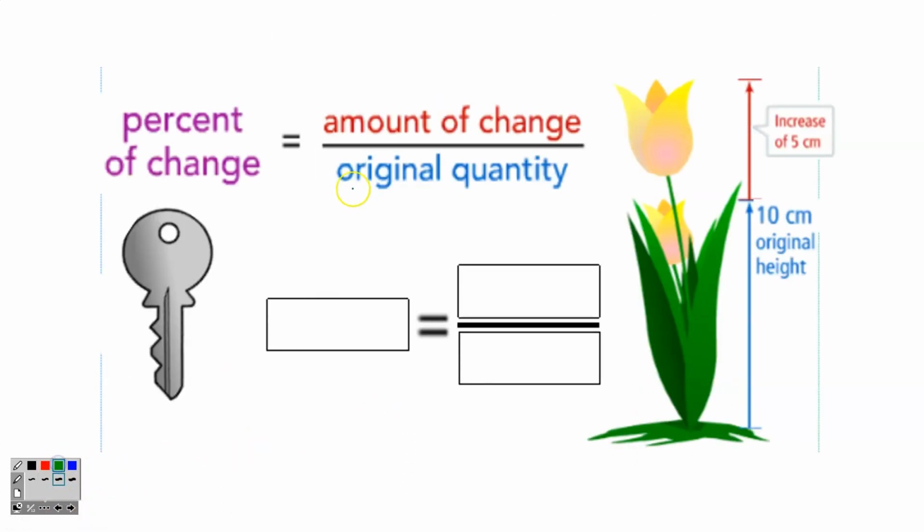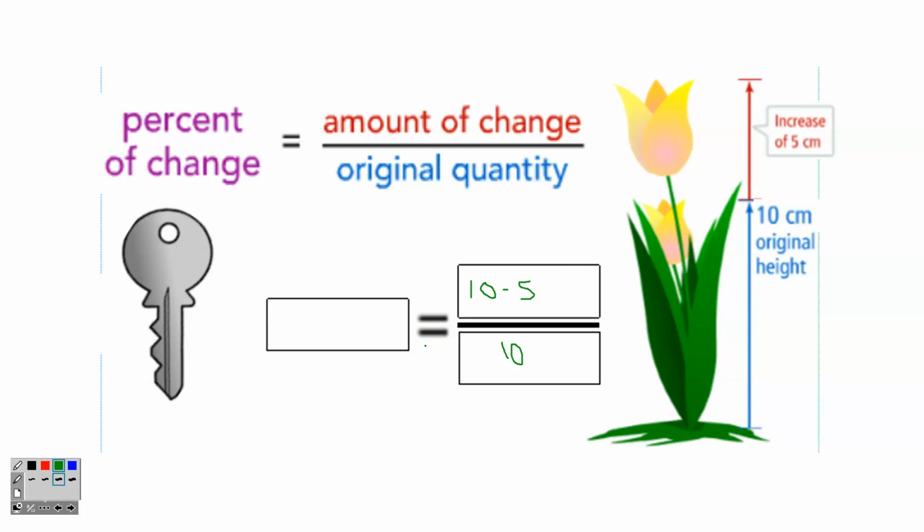So I can do this like this. So the original height was 10. It increased by 5. We're going to put the original down here. So the difference is the difference between those two numbers and the original, which is 10. So if I get in my calculator, I would do 10 minus 5.